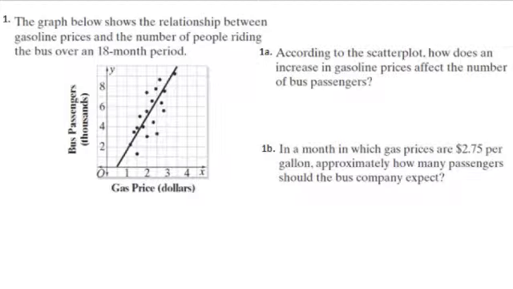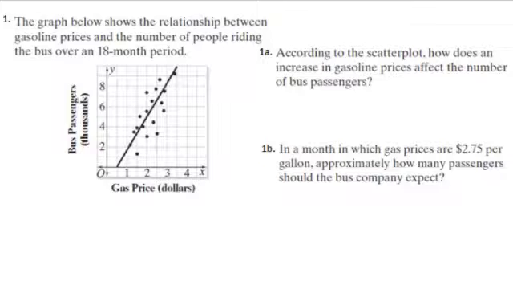Let's take a look at the first example. The graph below shows the relationship between gasoline prices and the number of people riding the bus over an 18-month period. The first question says, according to the scatter plot, how does an increase in gasoline prices affect the number of bus passengers? Well, if you take a look at the graph, obviously there is a positive trend. As gas prices increase, so do the number of bus passengers.